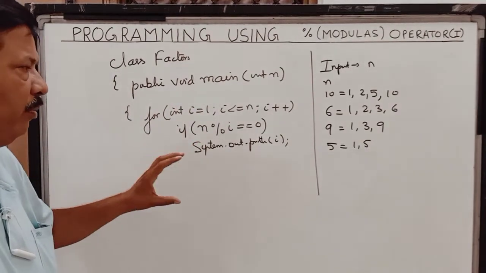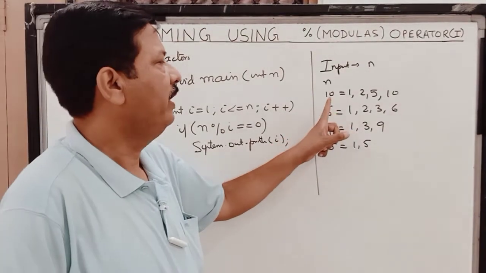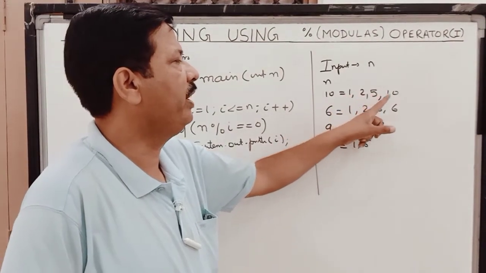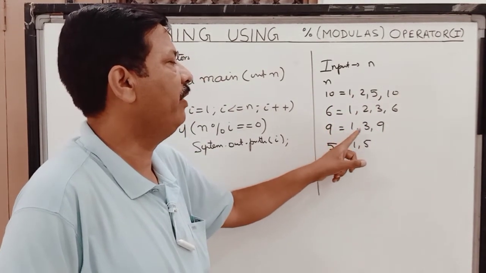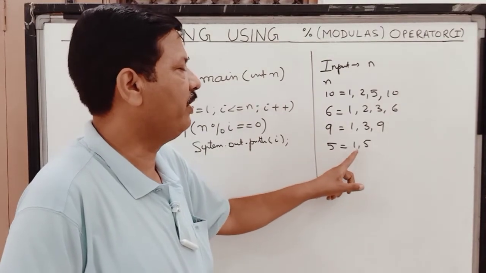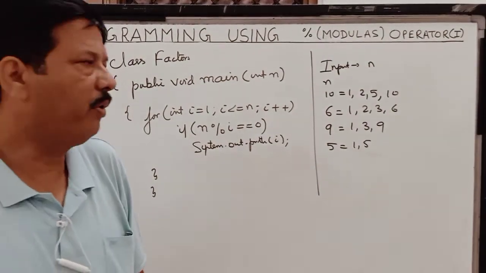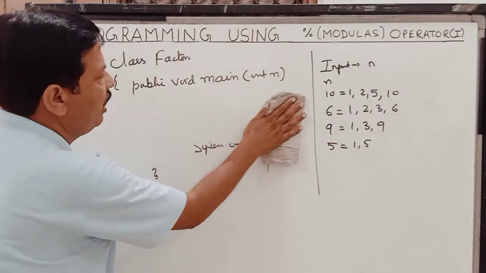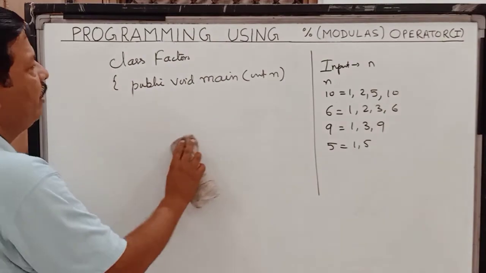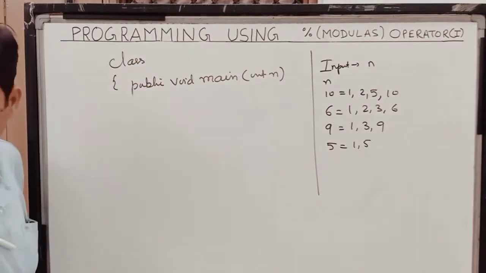Now children, is it possible to count all these factors? I want to count. Count means that 10 has got how many factors? 1, 2, 3, 4. 6 has got how many factors? 1, 2, 3, 4. 9 has got how many factors? 1, 2, 3. 5 has got how many factors? 1 and 5, that means 2. So the next program is write a program to input an integer number and count all its factors.